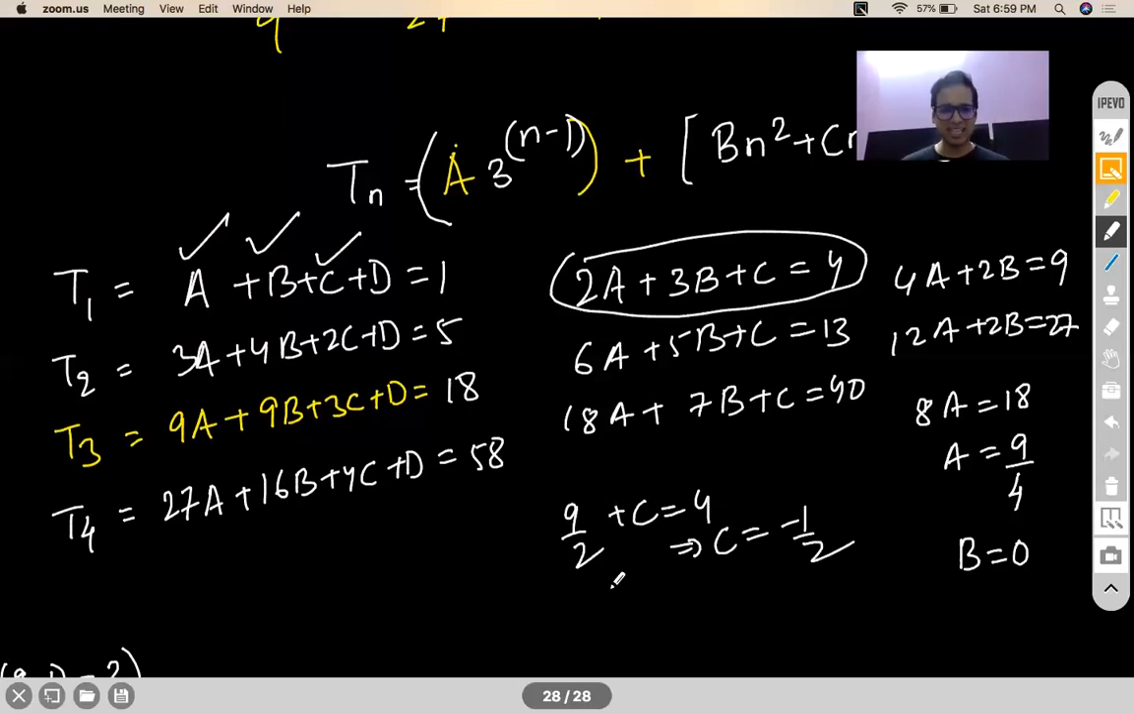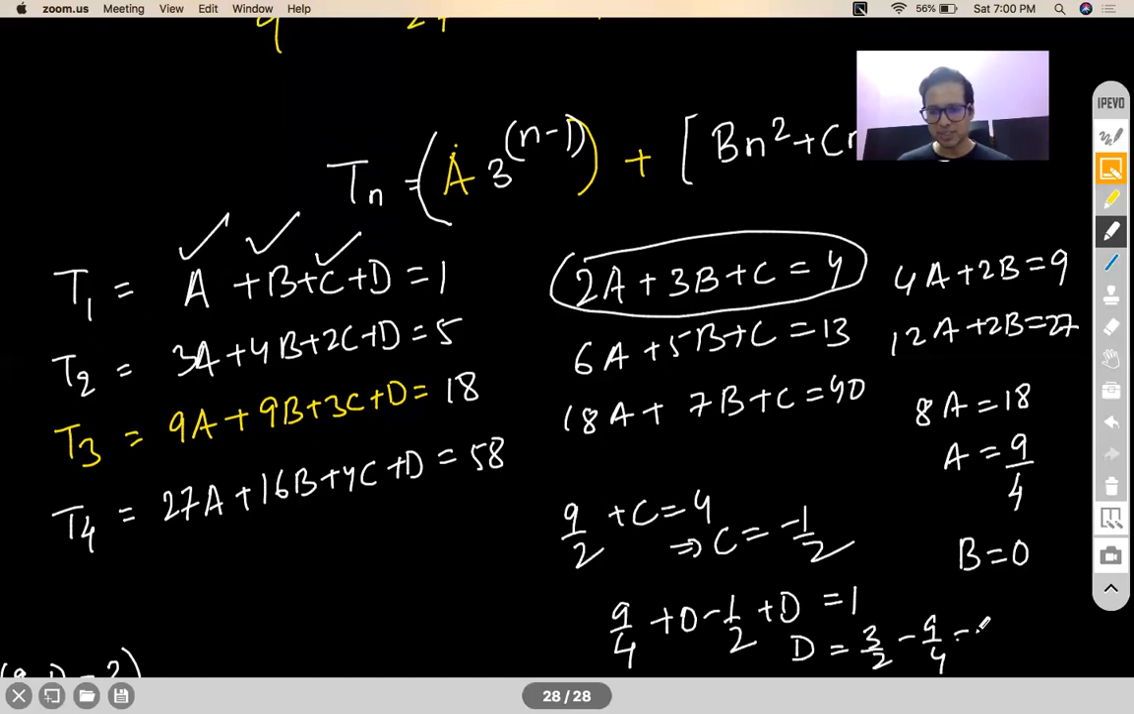Now let's put it in the first equation. If 9 by 4 and B is 0, this is minus half plus D equal to 1. So what will be D here? D will be 3 by 2 minus 9 by 4, which is minus 3 by 4. Okay, so D is also known.